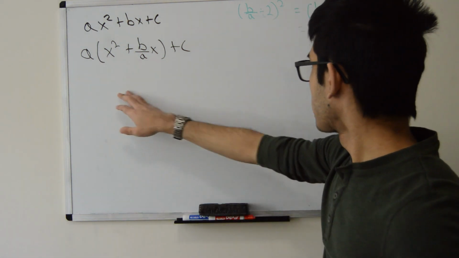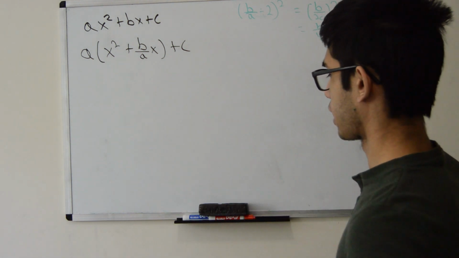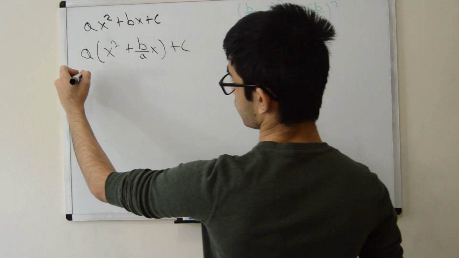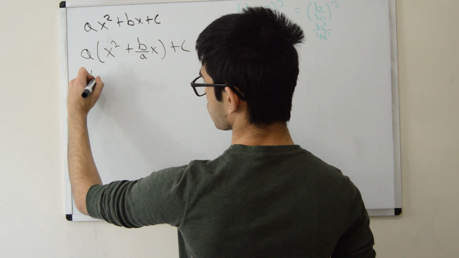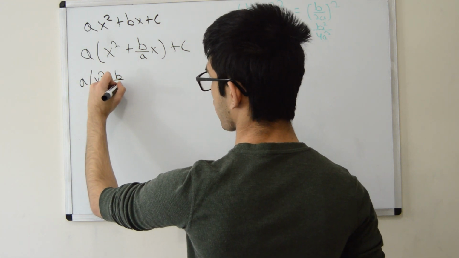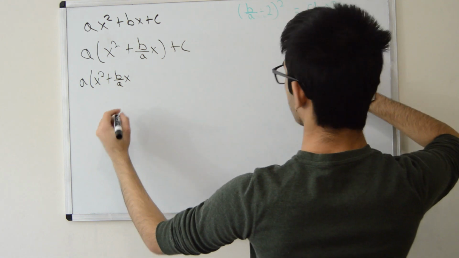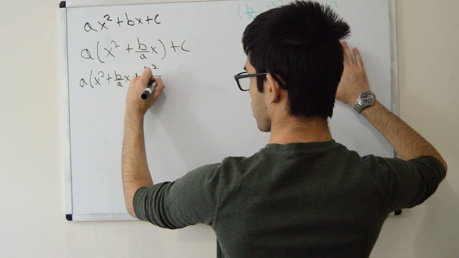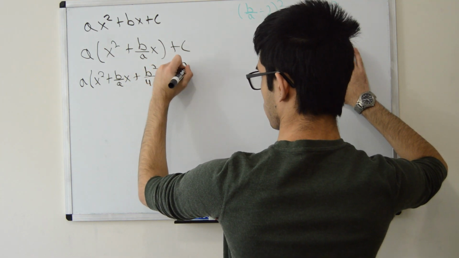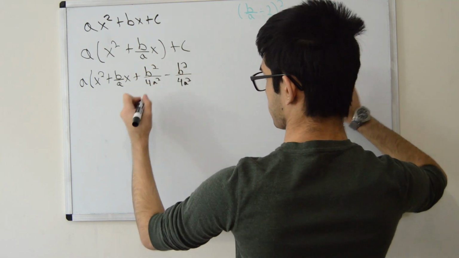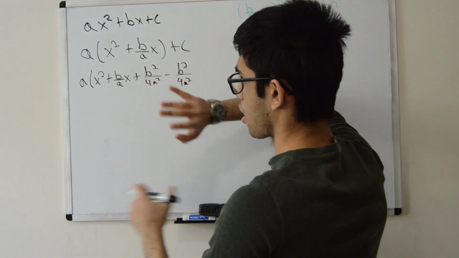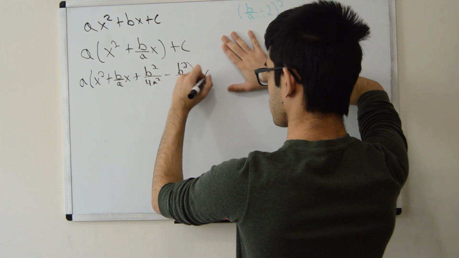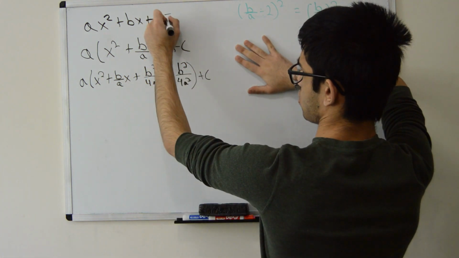Alright, now I'm going to add this term in here, and again, I'm going to add and subtract it so I don't break any mathematical laws. If you just follow along, I still have x squared, I still have b over a x, and now I'm going to add this term, plus b squared over 4a squared, and then subtract that term, b squared over 4a squared, because I added and subtracted, so the equality doesn't change. I'm going to close that, and I'm going to have a plus c on the outside. And again, this is all equal to 0.